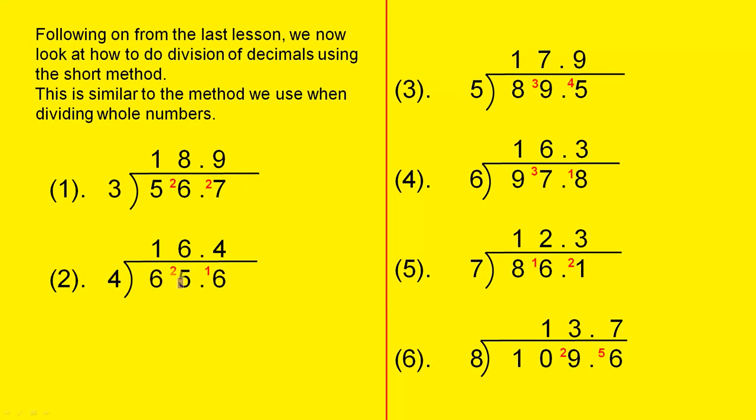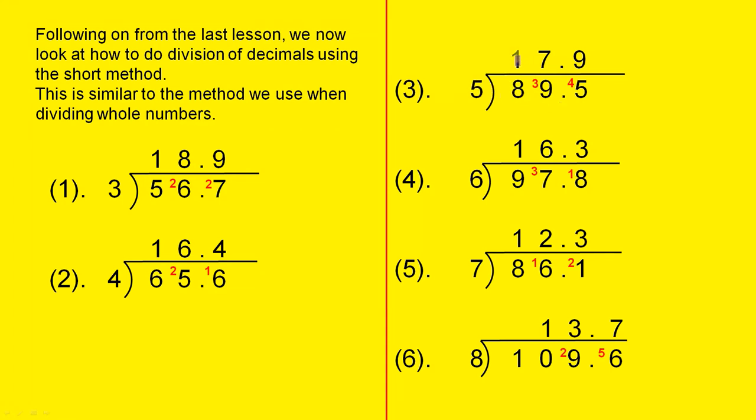4 divided into 65.6. 4 into 6 goes once, and 2 left over. 4 into 25 goes 6 times, and 1 left over. 4 into 16 goes 4. Everything is perfectly aligned.